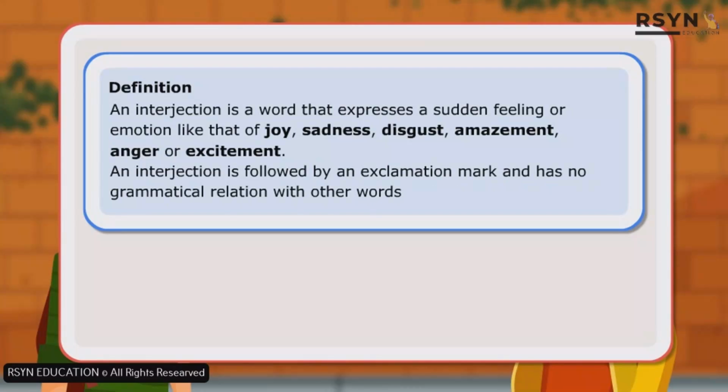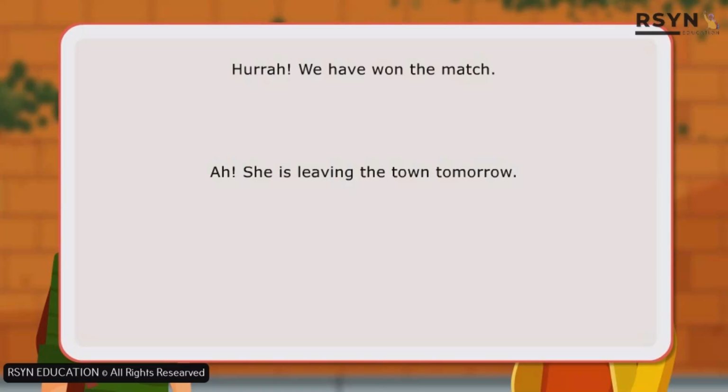Let us look at a few sentences. Hooray! We have won the match. Ah, she's leaving the town tomorrow. Bravo! You have done very well in the test.